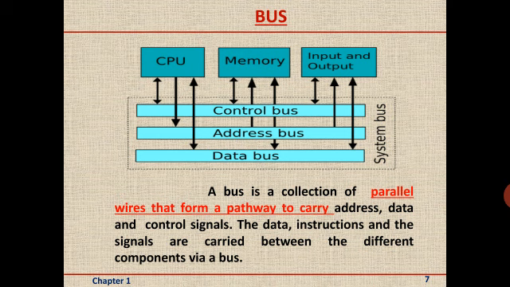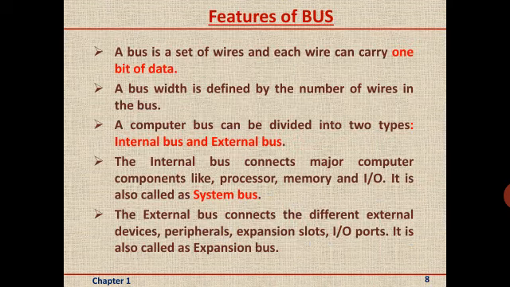The diagram of bus is important. Students, you have to practice this diagram. Bus has few features. Features means characters. First character is a bus is a set of wires and each wire can carry one bit of data. A bus width is defined by the number of wires in the bus.